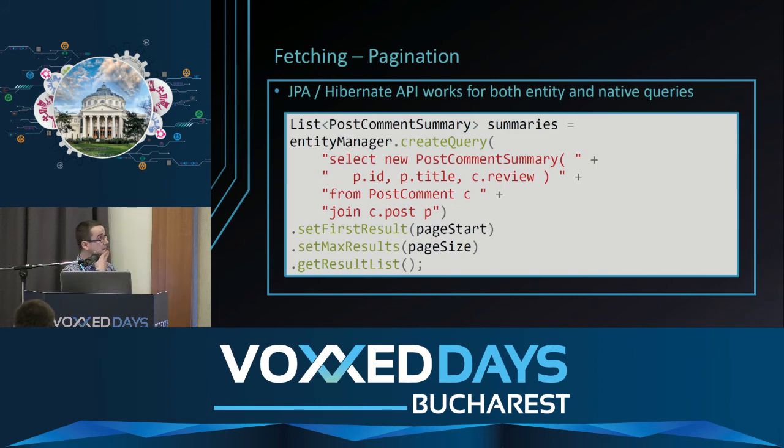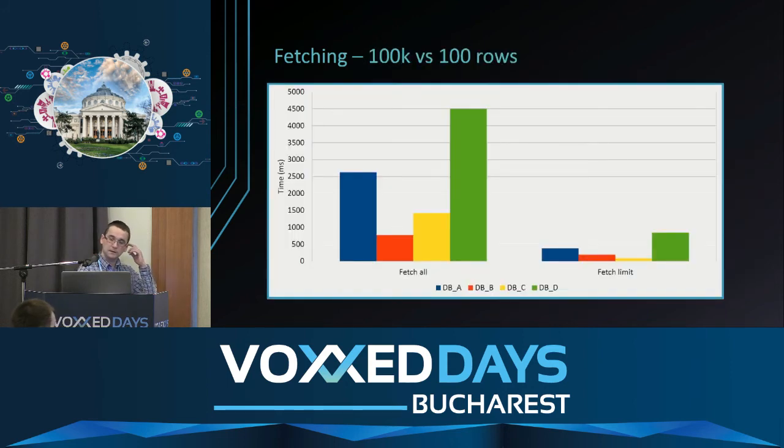What's nice about Hibernate is that you can use setFirstResult and setMaxResults, and they work both for entity queries and even for native SQL queries. Hibernate will wrap the whole query and append the pagination based on database-specific terminology. So what's the difference between fetching 100,000 and 100 rows? You see that there's a very, very big impact between those. So if you only need to fetch 100 rows, just fetch 100 rows. Don't fetch all of them and then discard them in Java.